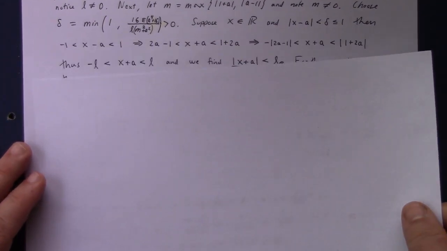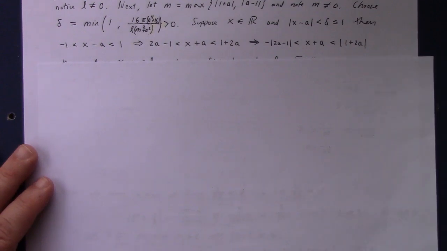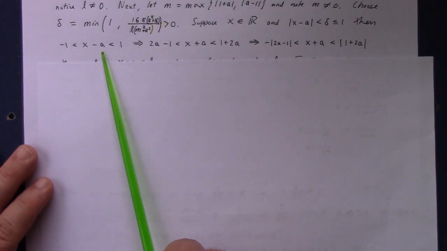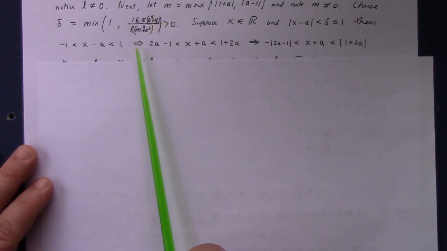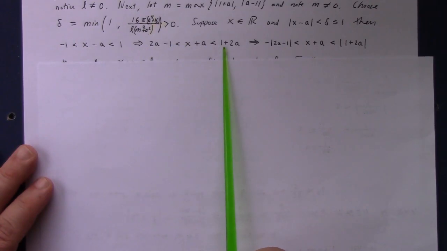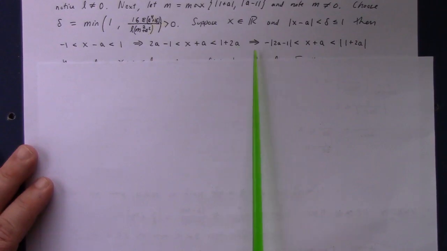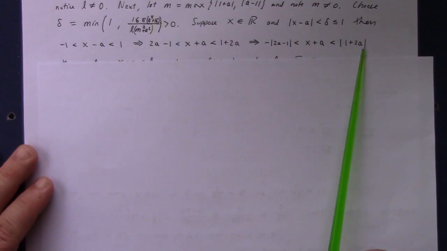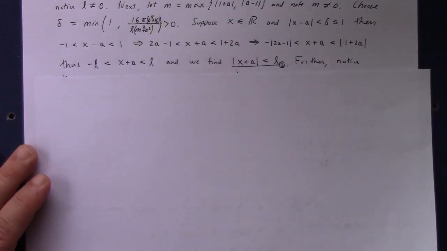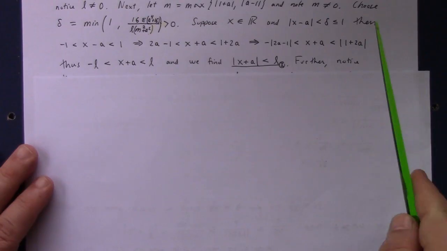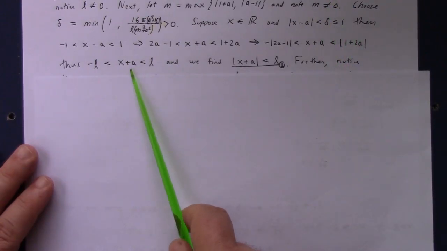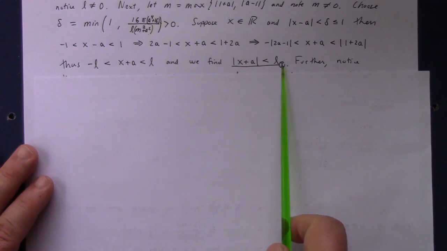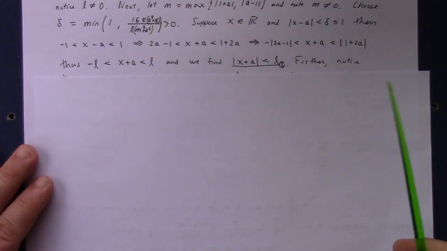And as such, we can retrace our steps. We have minus 1 less than x minus a less than 1, which implies that 2a minus 1 is less than x plus a is less than 1 plus 2a. And that implies that minus the absolute value of 2a minus 1 is less than x plus a is less than the absolute value of 1 plus 2a. Thus, by our construction of L, minus L is less than x plus a is less than L, and we find that the absolute value of x plus a is less than L. I'll call that 1.